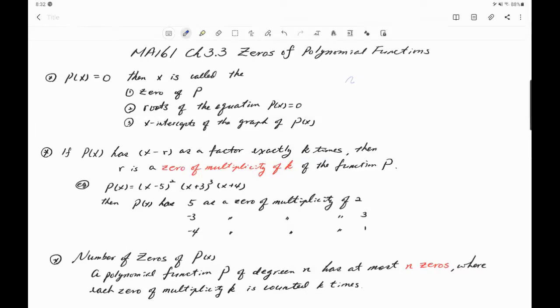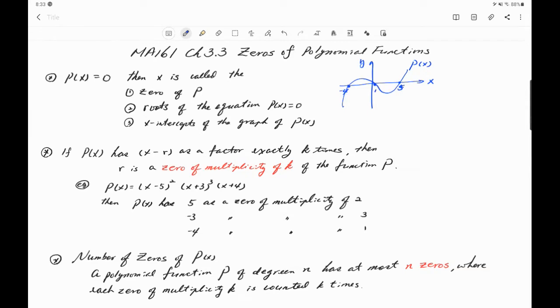It looks like this. Let's say here is a graph, x-axis, y-axis, and this is a graph of a polynomial function. Then p of x equals 0 means they are the x-intercepts, right? So let's say this is like 1, 5, and negative 4, just an example. Then these numbers, negative 4, 1, 5, are called the zeros of the polynomial.